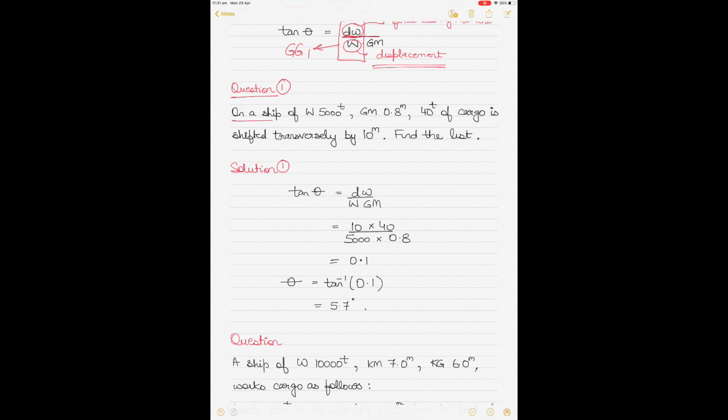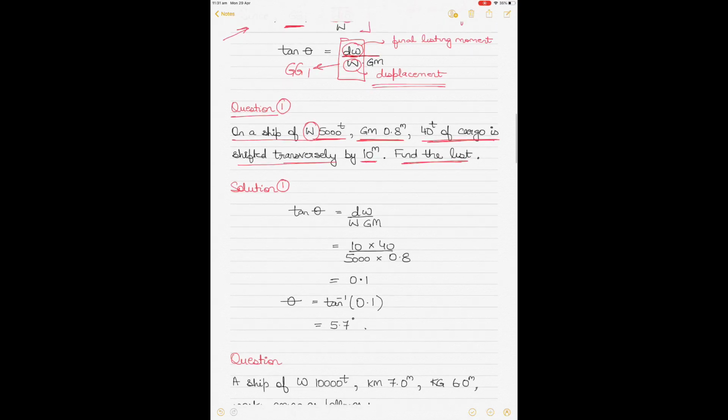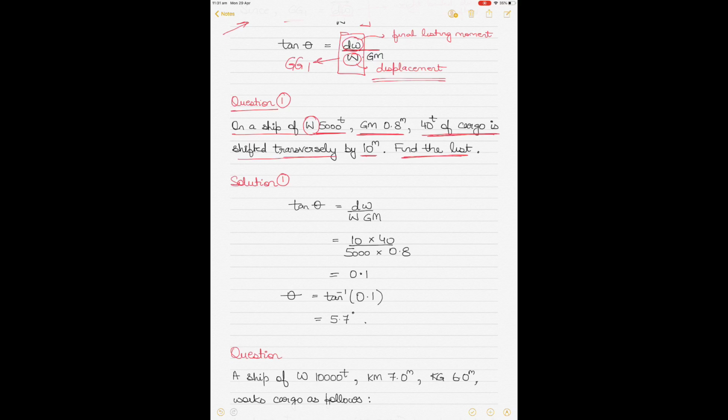Question 1 says that on a ship of displacement 5000 tons, so W denotes the displacement, GM is 0.8 meters, 40 tons of cargo is shifted transversely by 10 meters. Find the list. So I've started off with a very simple example here just to explain to you the concepts of the formula to calculate the list.